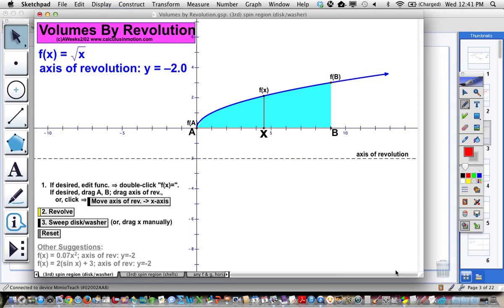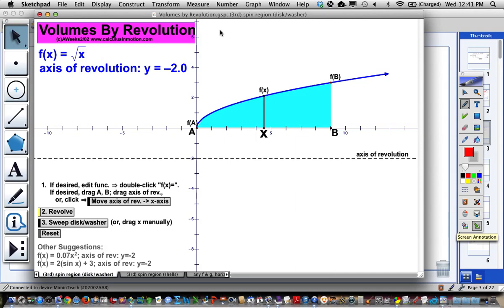Okay, now let's say the axis of revolution is here. Same region. Now think about this. This is how this would be given to you. You would be told to revolve this region, the region bounded by y equals square root of x, y equals 0, x equals 9. This is what you would be given. And then revolve that about y equals -2. That's what you would be told.